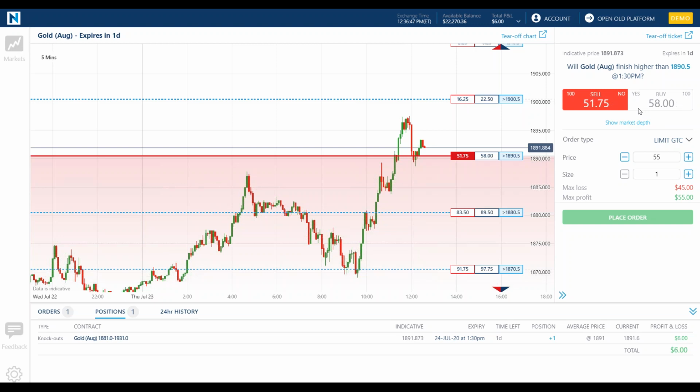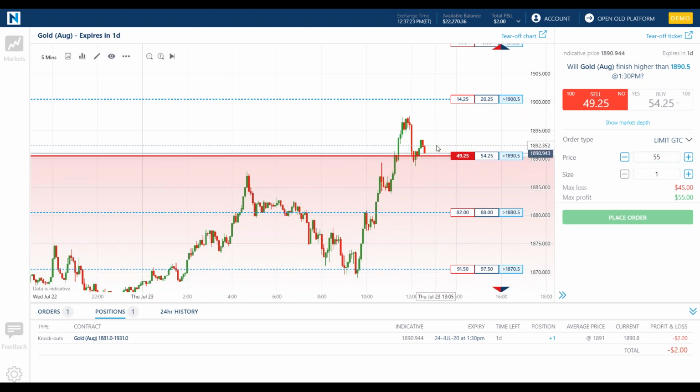I would need gold to settle below 1890.50 for my short position to go to 100. So as gold starts ticking lower, we can see it's trading 1890. It started ticking a little lower. The probability that it might settle below 1890.50 starts moving closer to 50-50. So if I sold one at 55, I'm getting paid $55. I sold it.